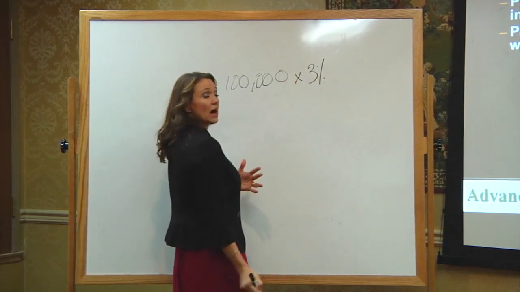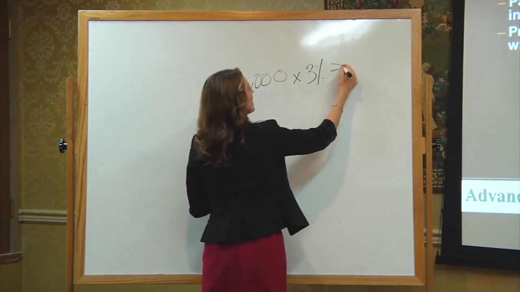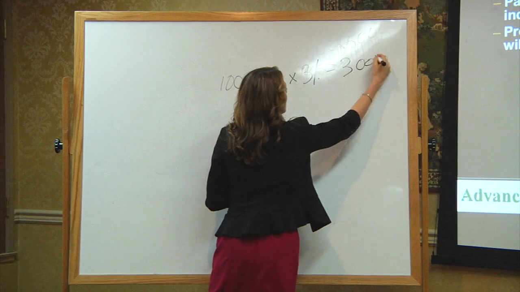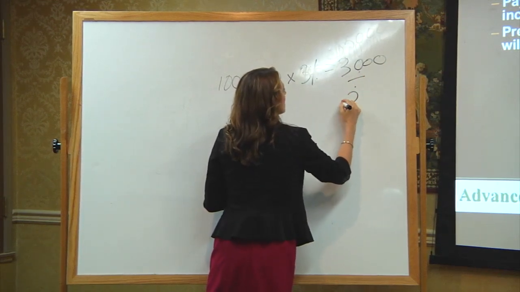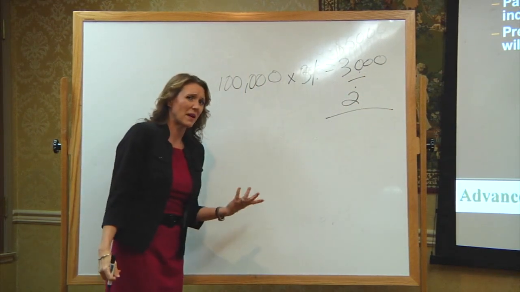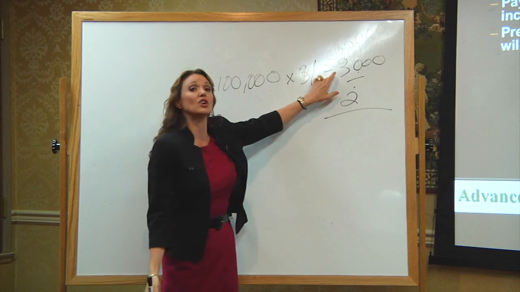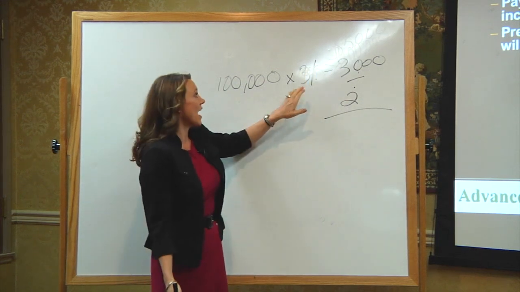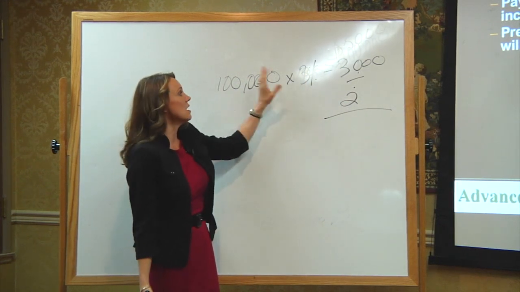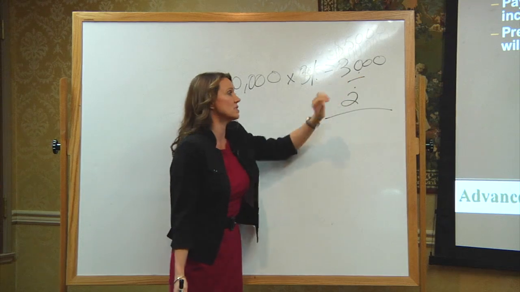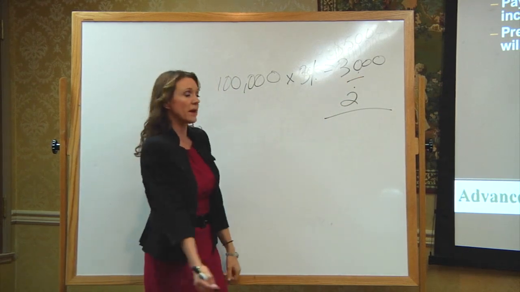So 100,000 times 3% equals $3,000. $3,000 divided by 2. Why divided by 2? $3,000 is your annual interest, right? Annual interest is 3%. So 100,000 times 3% is 3,000, divided by 2.